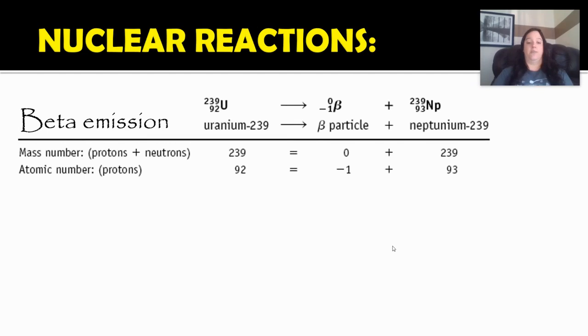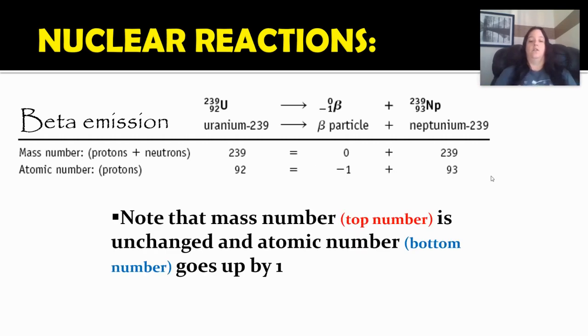So I'll show you another example with beta emission. As you can see here, uranium-239 on the left. So you have your 0 plus 239 gives me 239. And then -1 plus 93 gives me 92. So then everything is equal. So remember that in beta, the top number, the mass number, will not be changed, but the bottom number should increase by 1 depending on what you're working with. For the daughter, it's going to increase by 1.